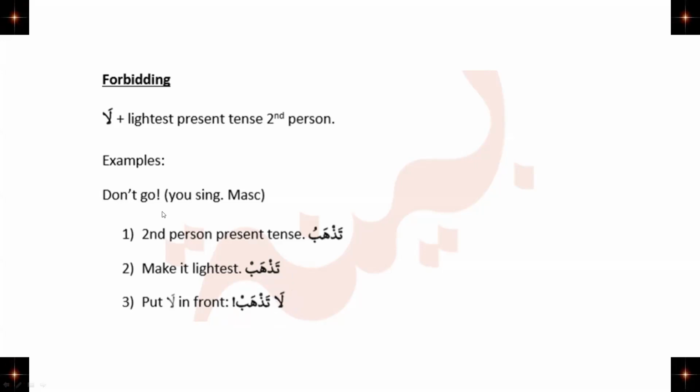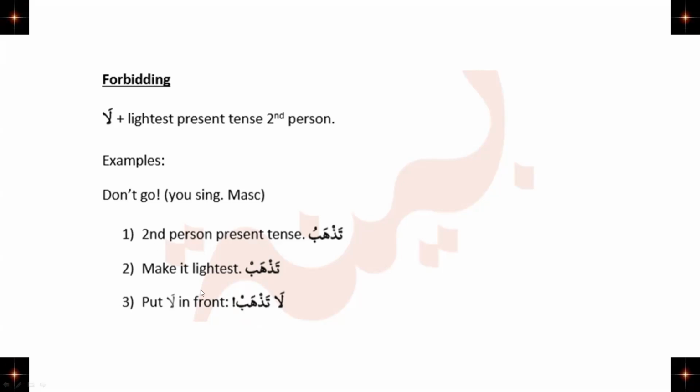You have formed this sentence, don't go. And it has become fi'il an-nahi. This la is known as la an-nahiya, the la that is used to forbid. Normally what it does is it causes the fi'il mudara in front of it to become jazm, majzoom, okay? That's lightest, okay? And then it gives you that forbidding tone or forbidden expression, okay?